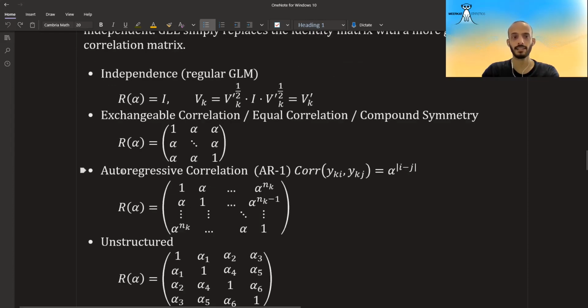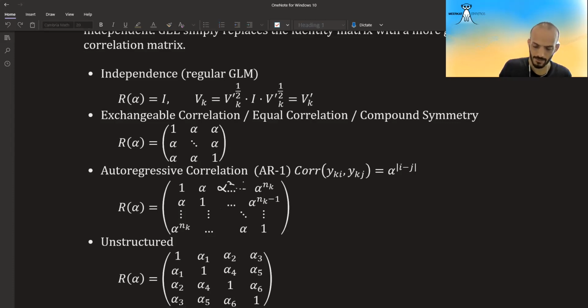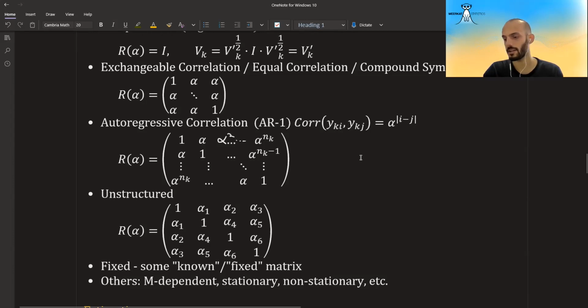Another possibility is autoregressive correlation. And here we have autoregressive with degree of 1. So here the correlation between every two measurements will be alpha to the power of the difference in those measurements. So we have a matrix of 1 in the diagonal, and then alpha and alpha squared, etc. And this could be plausible when we are talking about repeated measures of the same individual. So maybe the measure that I take today is very correlated with the measures I took last week, but as time passes on, the correlation diminishes.